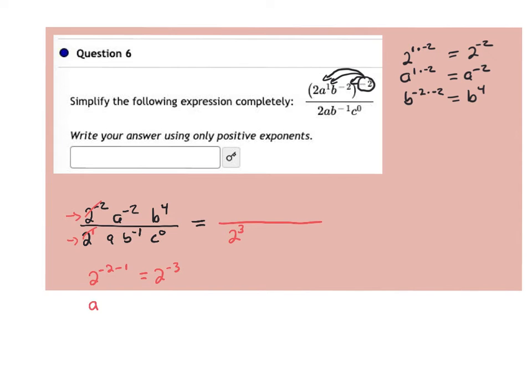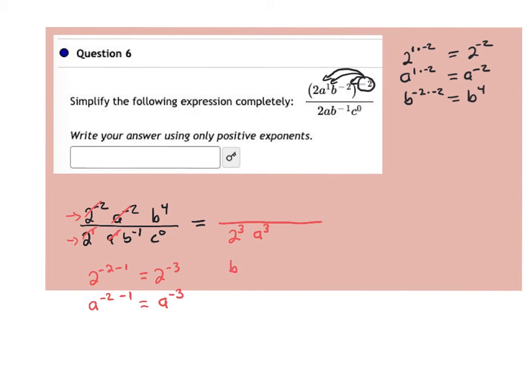Then we have a to the -2 minus 1. Now again, I'm subtracting 1 because if there's no exponent there, that's just a 1. And using the quotient rule, you subtract the exponents. So that's a to the -3. To make it be a positive exponent, I have to put it on bottom, and that's a to the 3. So now I'm done with my a's.